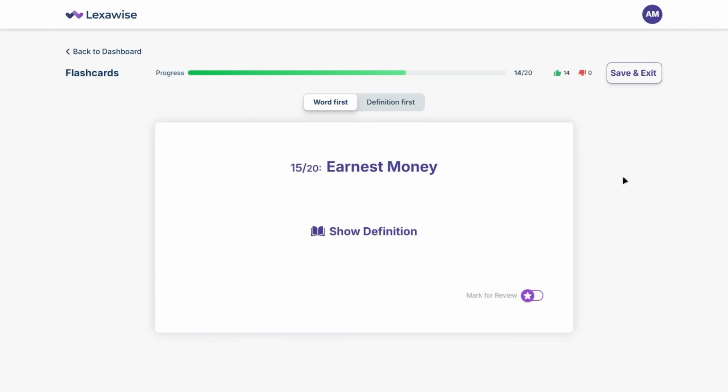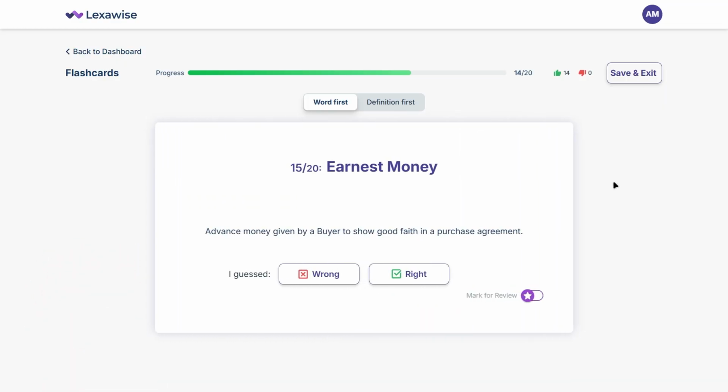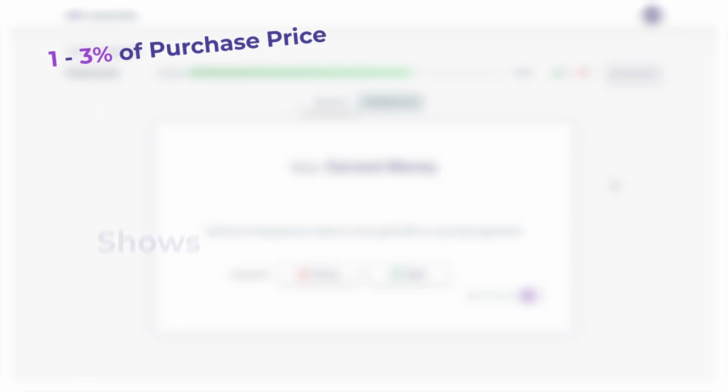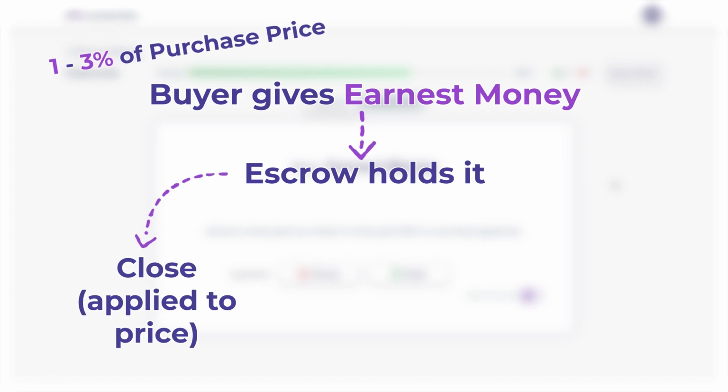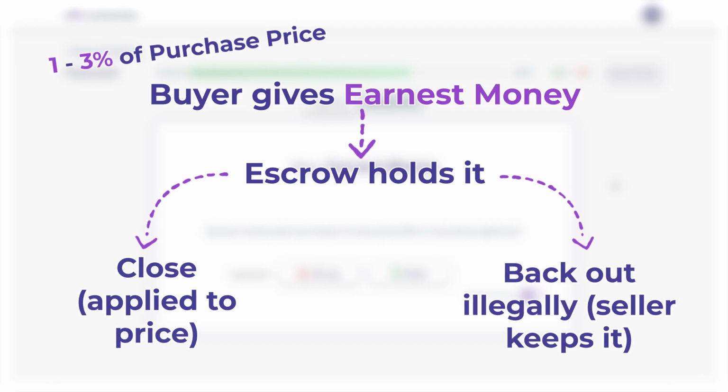Don't give up. Here's term 15. Earnest money. Everyone knows earnest money is a deposit, but what's its actual purpose? What does it demonstrate? Earnest money. Advance money given by a buyer to show good faith in a purchase agreement. Earnest money is typically 1 to 3% of the price, and it shows the seller you're not just window shopping. You're committed. It's held in escrow. If you close, it goes toward your down payment. If you back out without a valid contingency, the seller can keep it.